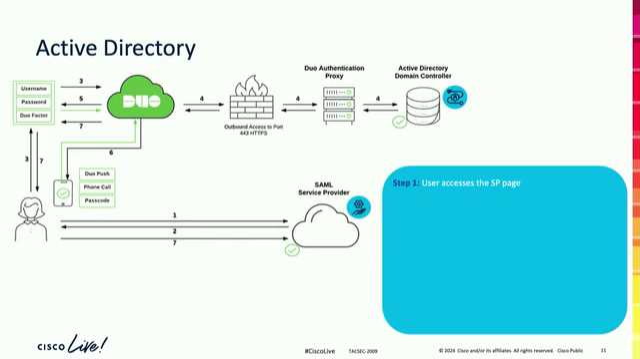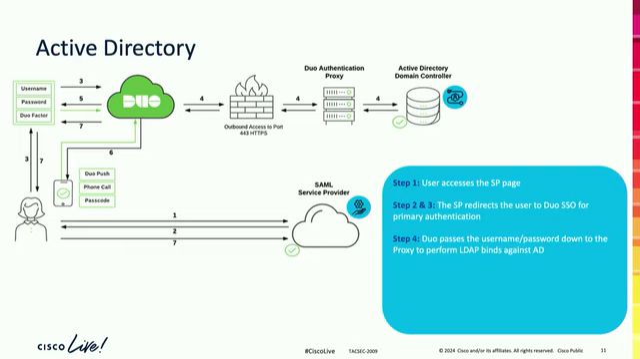Users first accessing the web applications page. They're entering their credentials, which are being passed down to the authentication proxy service, which we'll talk about in a second. Once that authentication completes in AD, we're then sending the user an MFA request. Once they complete that MFA request, we're then passing them back onto the application.